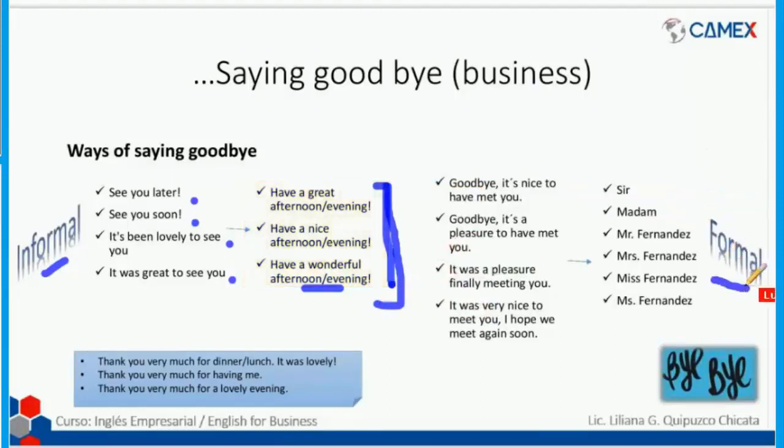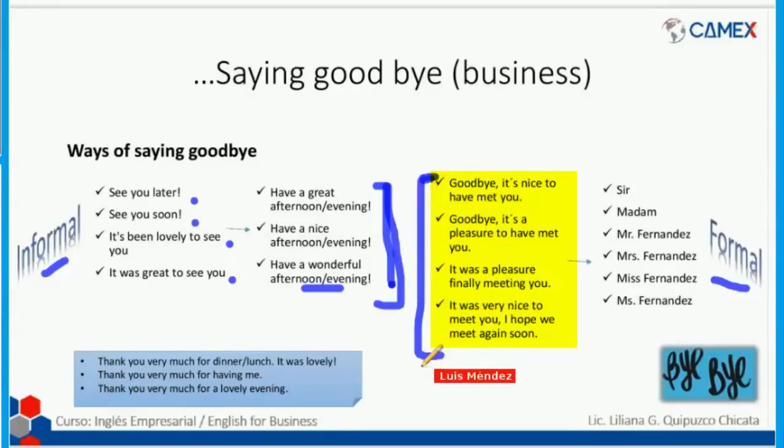So in the formal ways, we have these ones. Finally, the formal ways to say goodbye: goodbye, it is nice to have met you, that you enjoy. The other way is goodbye, it is a pleasure to have met you. It is the same. Another way is it was a pleasure finally meeting you. And finally, you can say it was very nice to meet you, I hope we meet again soon.